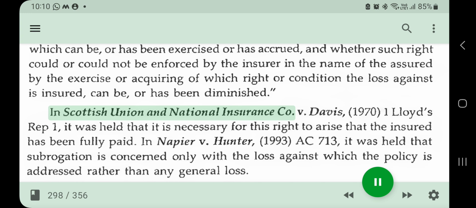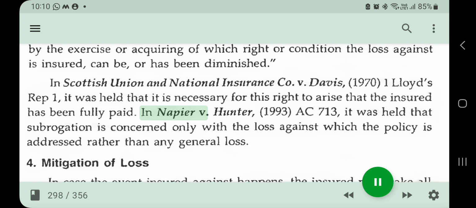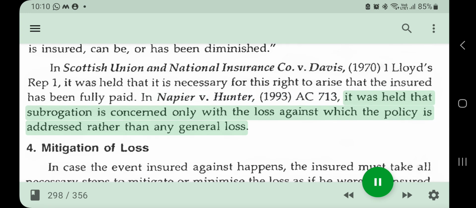In Scottish Union and National Insurance Company v. Davis, 1970, 1 Lloyd's Rep. 1, it was held that it is necessary for this right to arise that the insured has been fully paid. In Napier v. Hunter, 1993, AC 713, it was held that subrogation is concerned only with the loss against which the policy is addressed rather than any general loss.